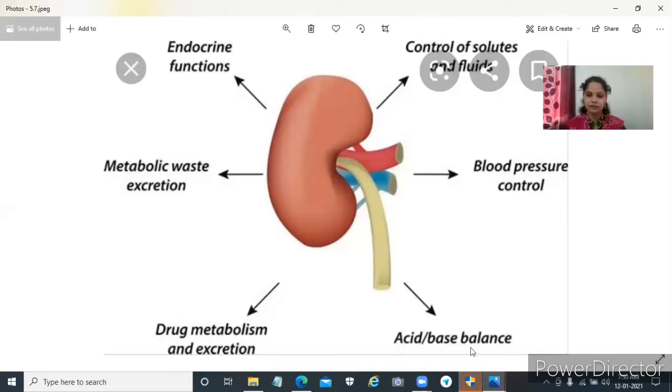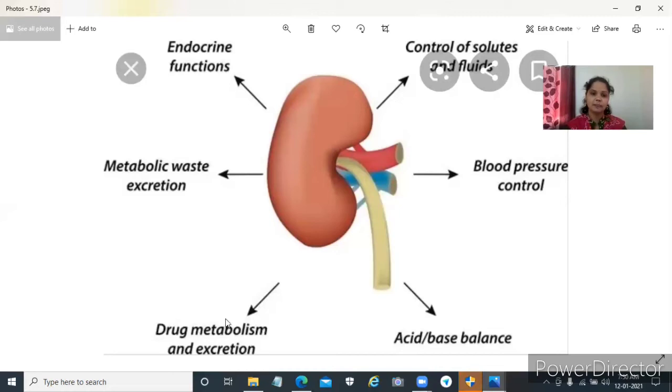Now the third function is acid-base balance. In our body, the kidney maintains the pH, which ranges from 7.35 to 7.45. So for that, it maintains the acid-base balance in our body. That's maintaining the pH of our body.